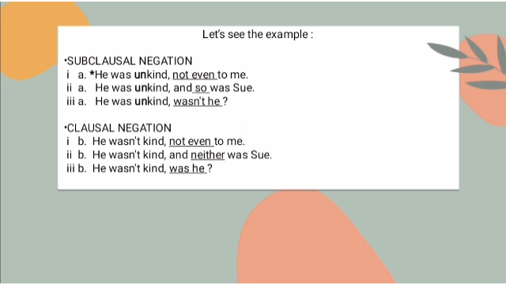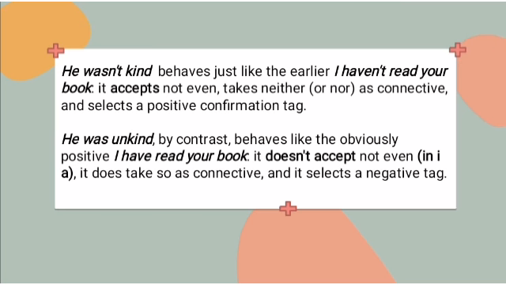2a, he was unkind and so was Sue. b, he wasn't kind and neither was Sue. 3a, he was unkind, wasn't he? b, he wasn't kind, was he? So, he wasn't kind behaves just like the earlier I haven't read your book. It accepts not even, takes neither or nor as connective adjunct, and selects a positive confirmation tag, was he.